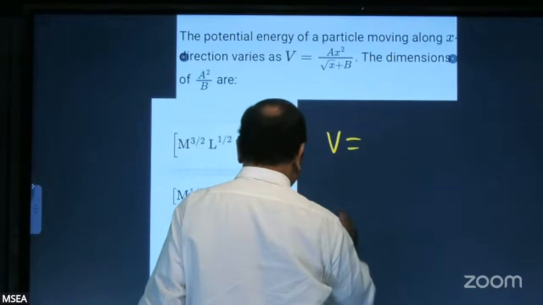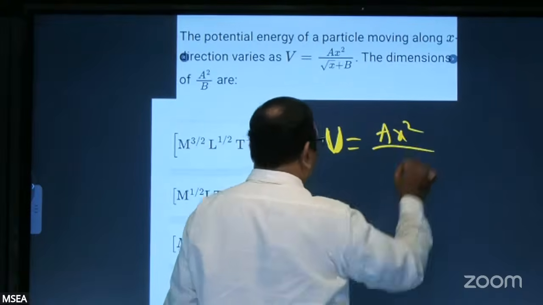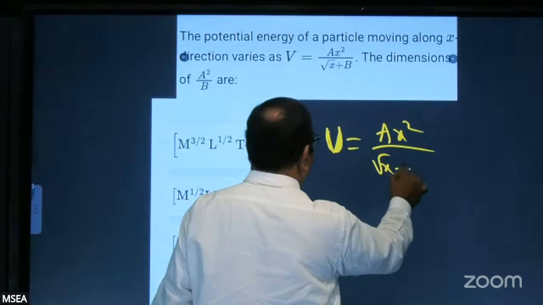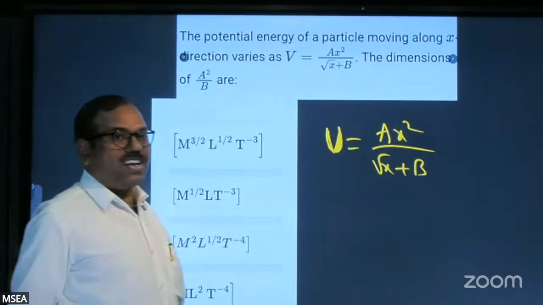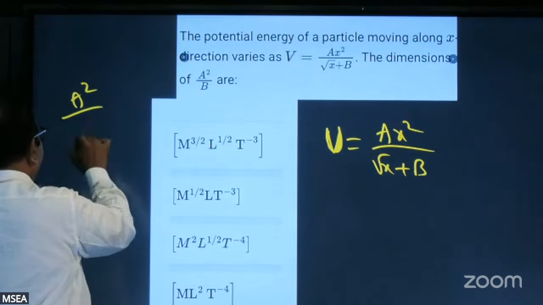So this is about potential energy, which is equal to ax². Potential energy is nothing but energy: ax² by (√x + b). What you have to do according to the principle of homogeneity? So what is being asked here? a²/b is being asked.